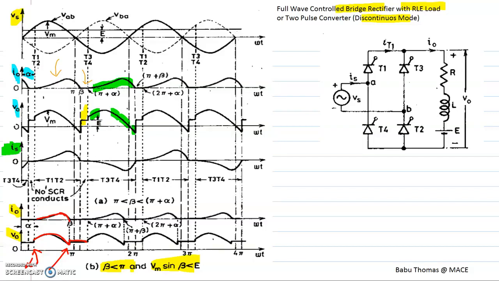So this is the overall operating principle of a full wave controlled bridge rectifier with RLE load with discontinuous mode of conduction. Thank you.